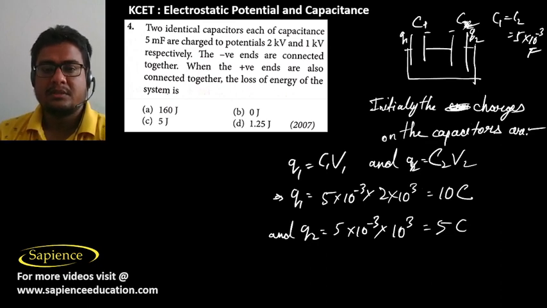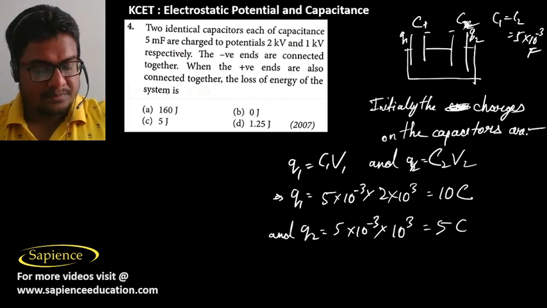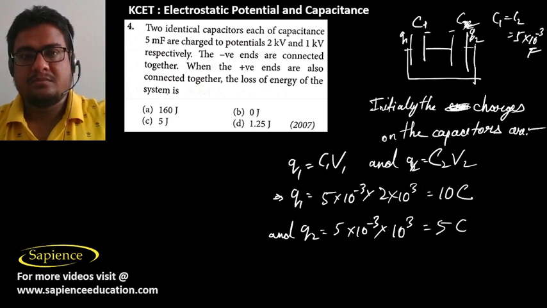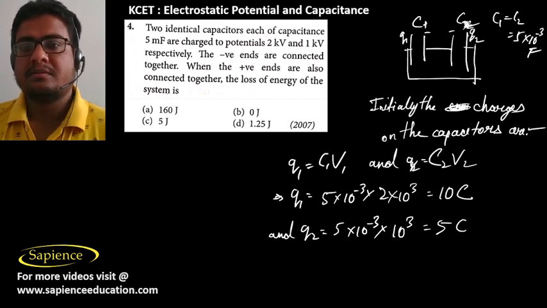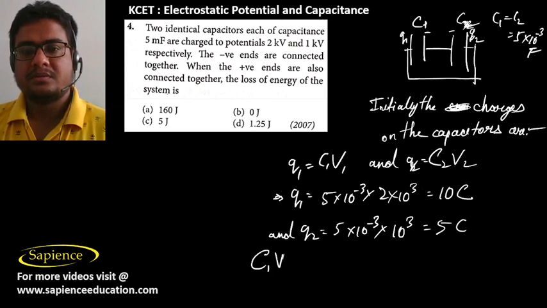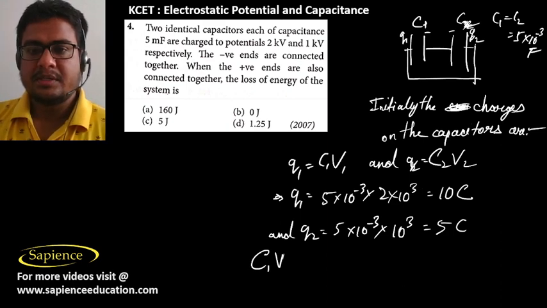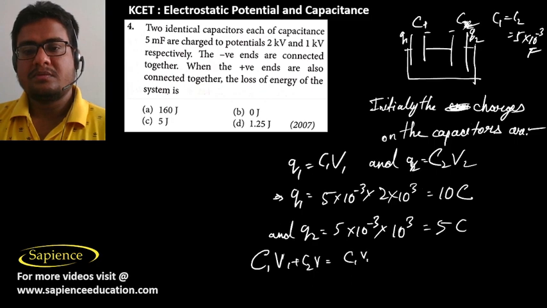Now finally their potentials will become the same. Since their capacitances are the same, their net charge will be C1 V1 plus C2 V2, equal to C1 plus C2 times the common potential V.